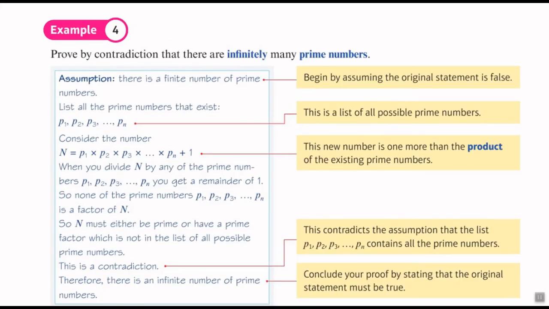So example number 4. Prove by contradiction that there are infinitely many prime numbers.